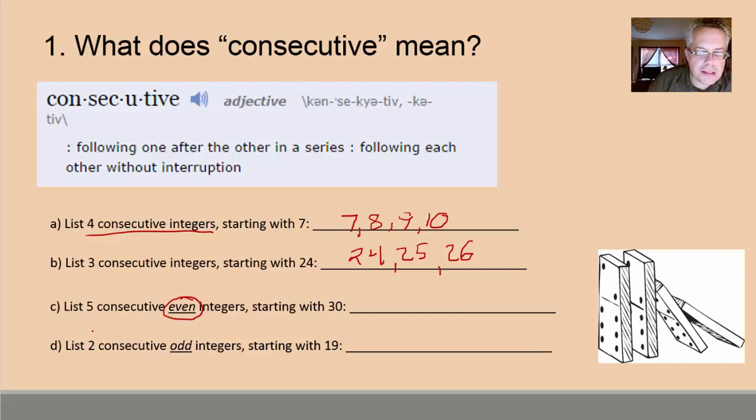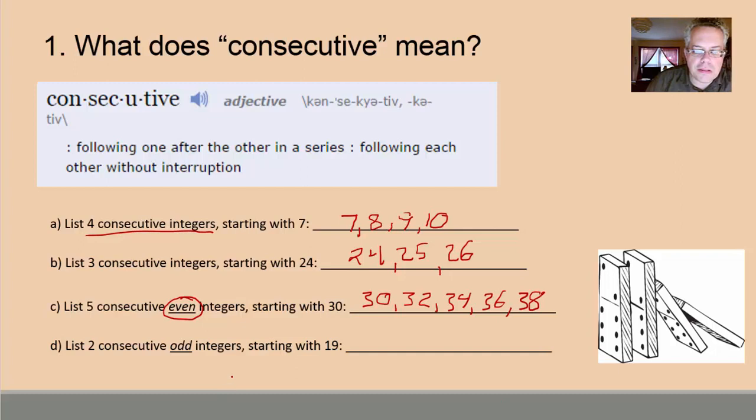So in part C, it says list 5 consecutive even integers starting with 30. Okay, so 30 is the first one. They're consecutive even. So the next even would be 32, then 34, then 36, and then 38. There's 5 of them. So 5 even numbers that follow in order.